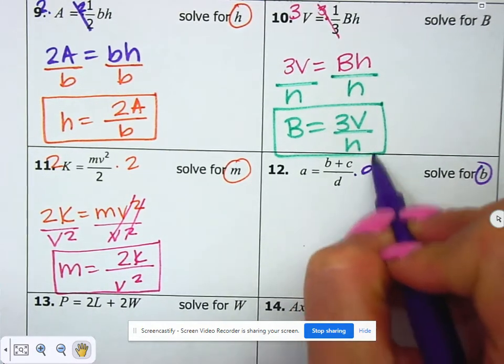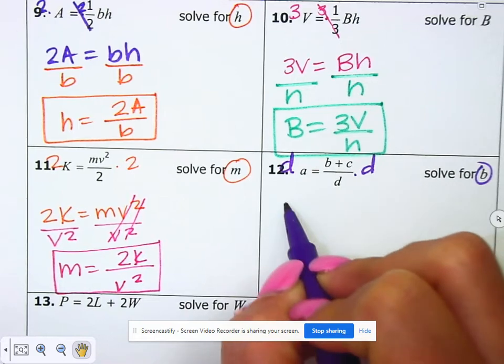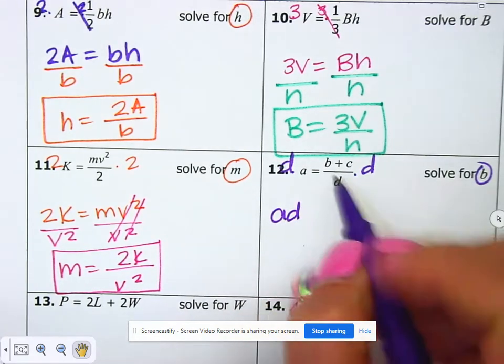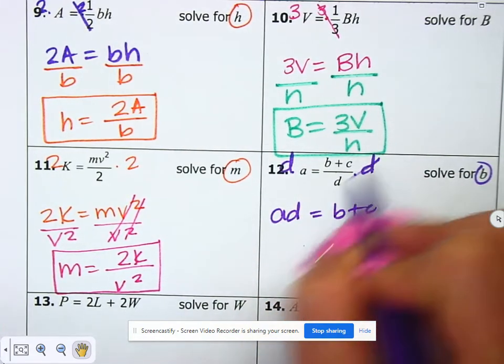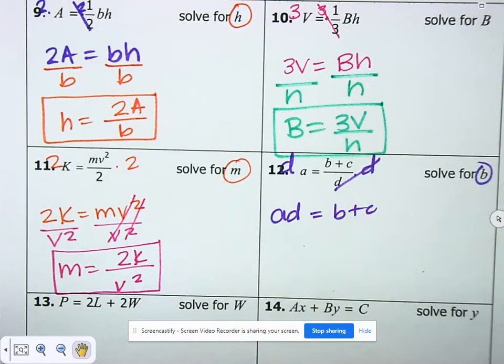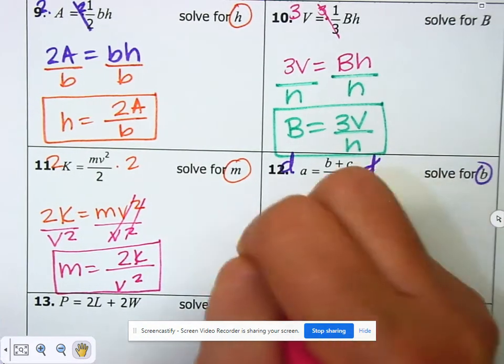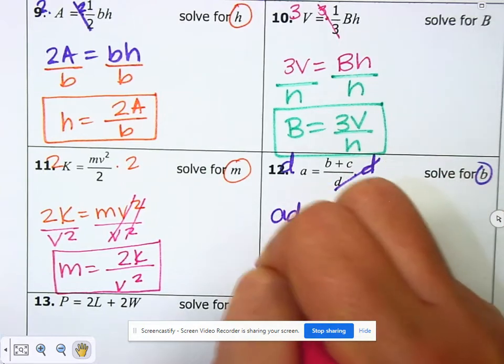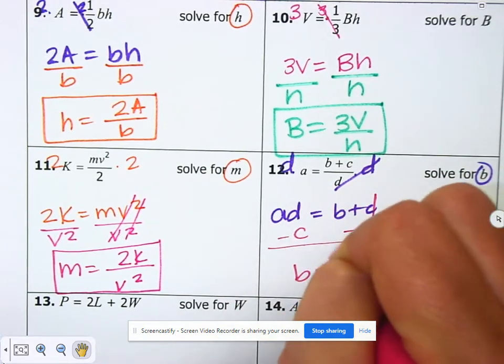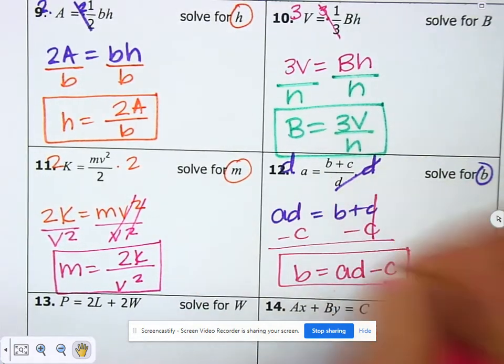All right, solving for b. Move the d first. So remember I told you, you could put a and then d, or d and then a. It doesn't matter. Those cancel. And then to get b by itself, I need to move my c. So I'm going to subtract c. We can't put all those together, so it stays ad minus c.